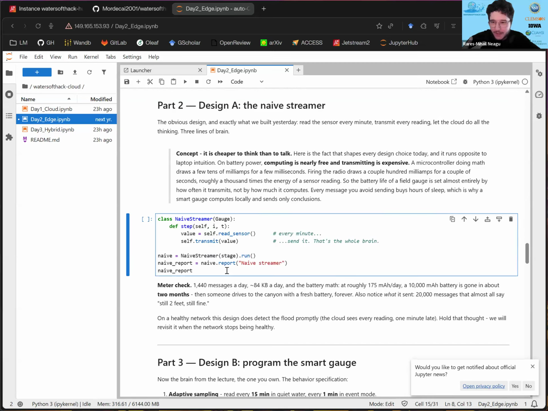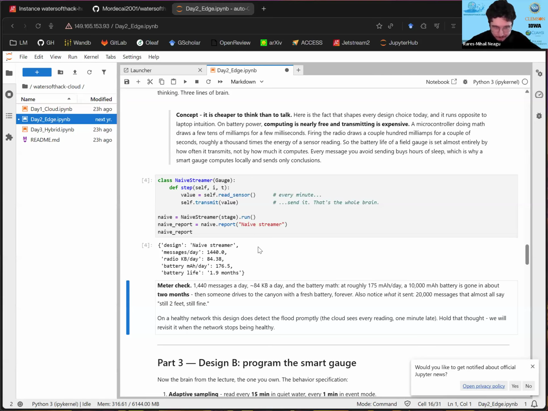Now it runs and we want to see a report. Remember what the report does? It shows us a human readable version. In Jupyter Notebook, I think you guys are familiar, if you just put the name of a variable or function or whatever, it's going to show it as output of the cell. So let's run this.